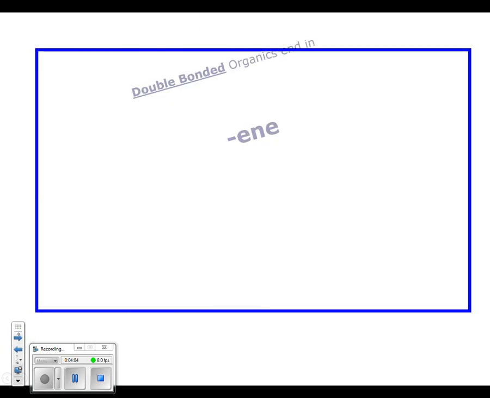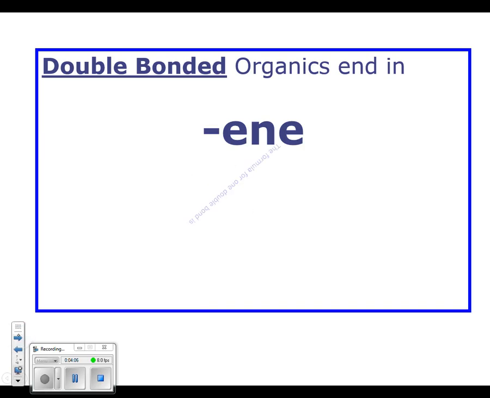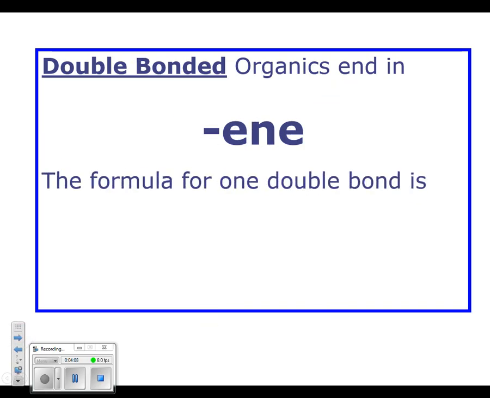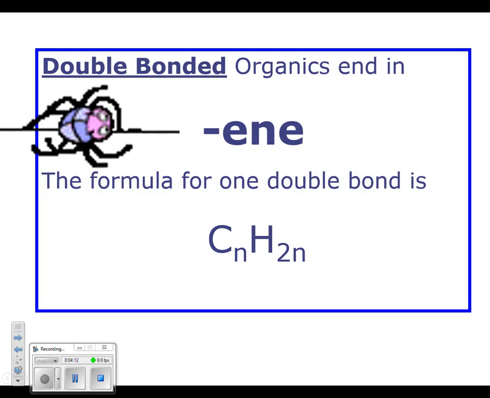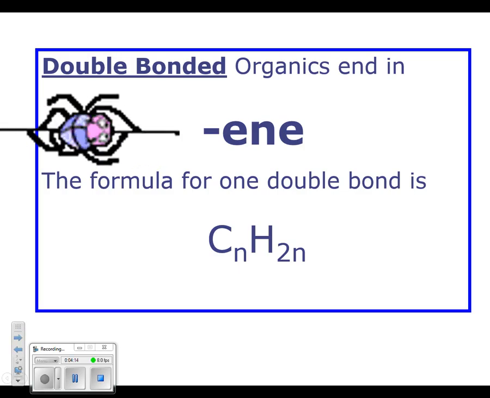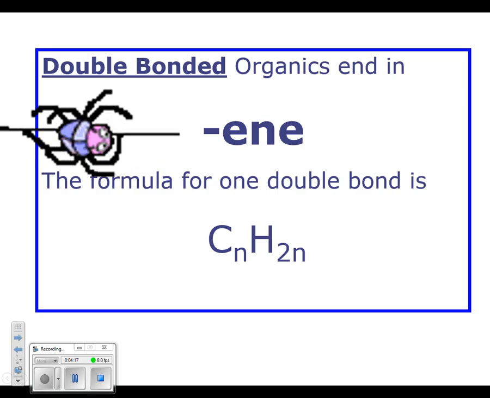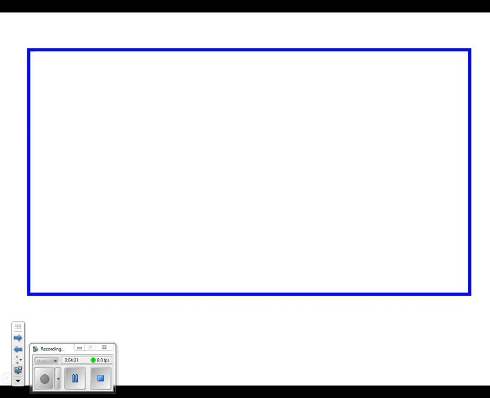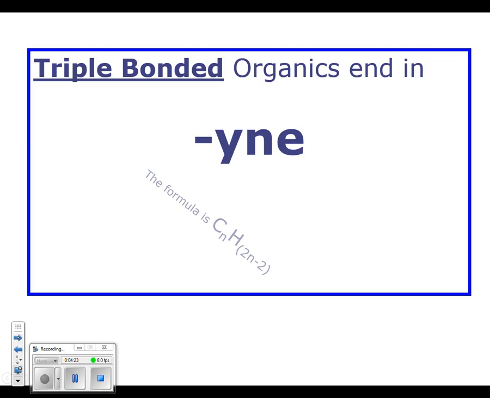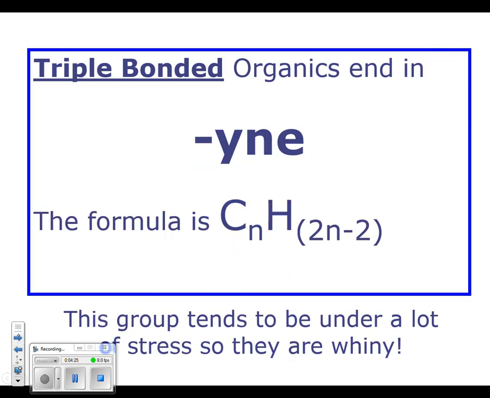Now, for ene, we are taking one of those and making a double bond. Because there's a double bond, we take away that +2, because a double bond takes 1 hydrogen away from each of 2 carbons. Then we go to a triple bond, which is -2 because 4 hydrogens total are taken away to make that triple bond.